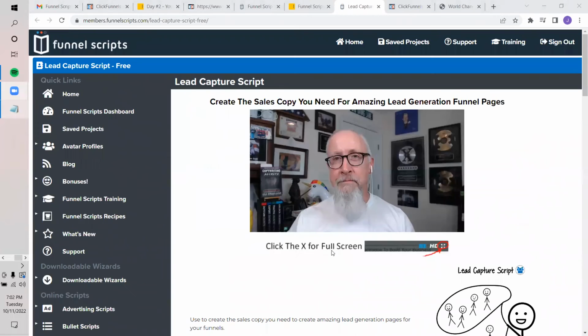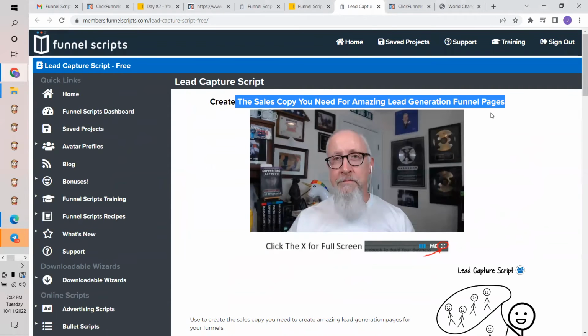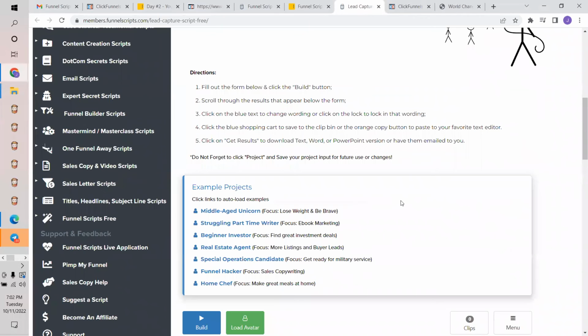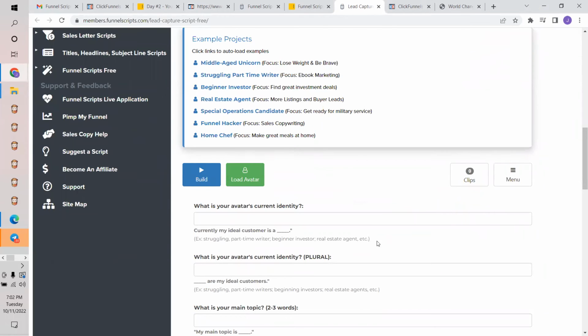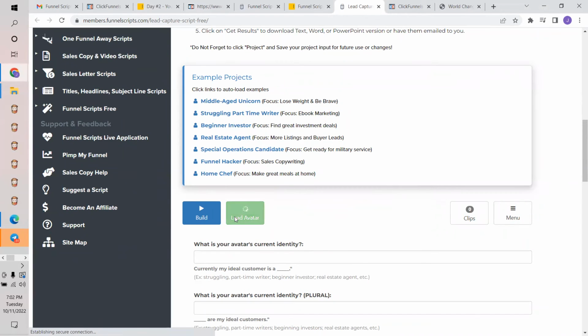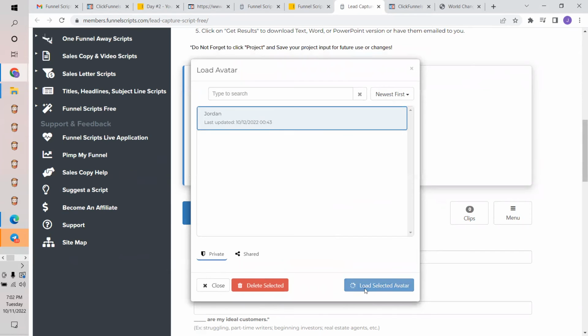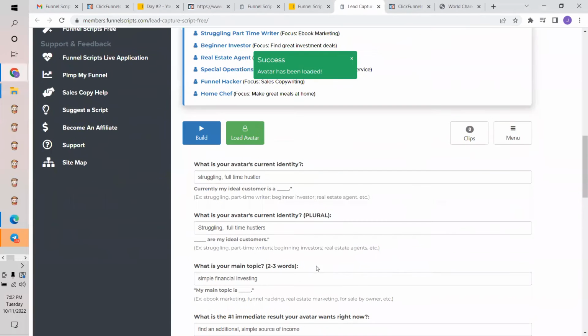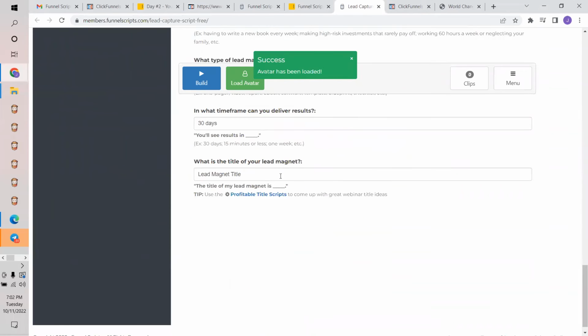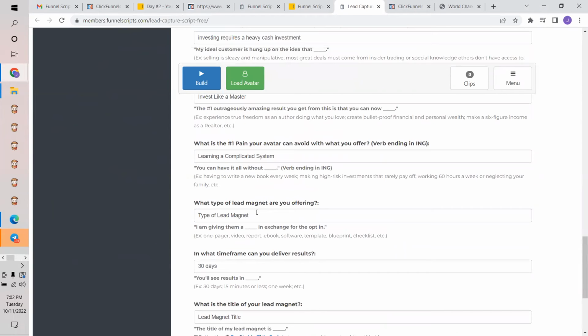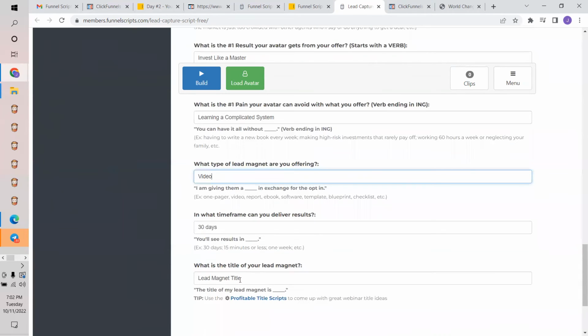So this is where we're going to create that sales copy for our funnel page. This will be one of our last parts of what we need to do in order to get this baby going. So let's load up our avatar, which will be Jordan right there. As you can see, this is what we're currently doing. This is all the stuff that we need. So all we need is what type of lead magnet we are offering. Let's do a video.